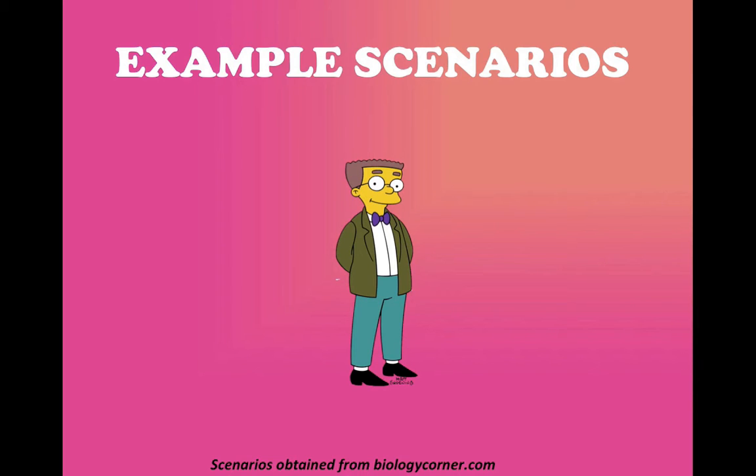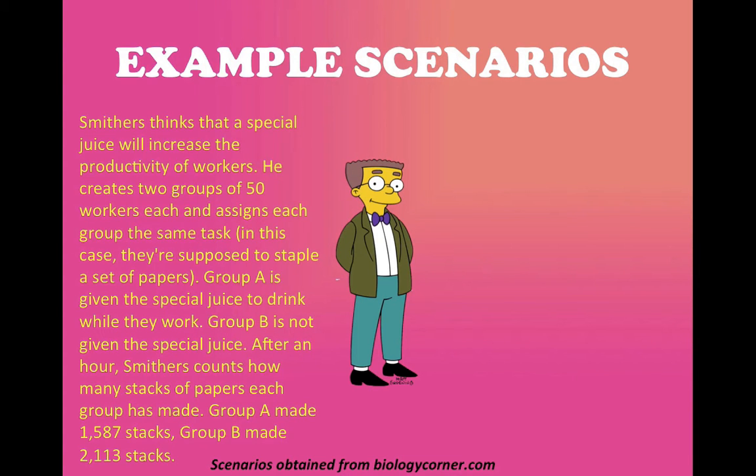There are plenty of examples on the website, but the one that I'm going to show you today involves Smithers, Mr. Burns' assistant. Smithers thinks that a special juice will increase the productivity of his workers. He creates 2 groups of 50 workers each and assigns each group the same task. In this case, they're supposed to staple a set of papers. Group A is given the special juice to drink while they work. Group B is not given the special juice.